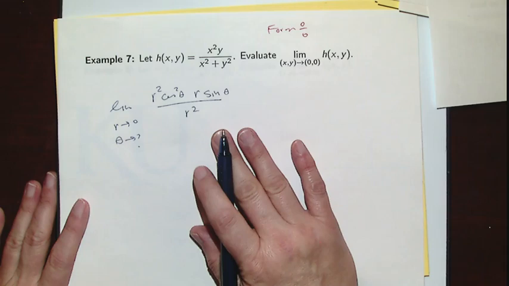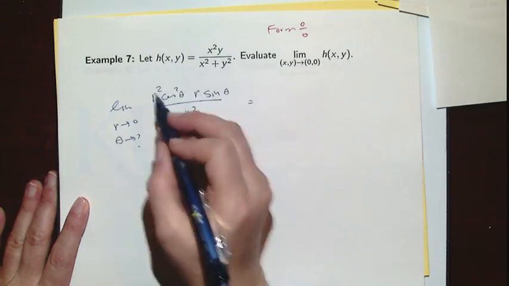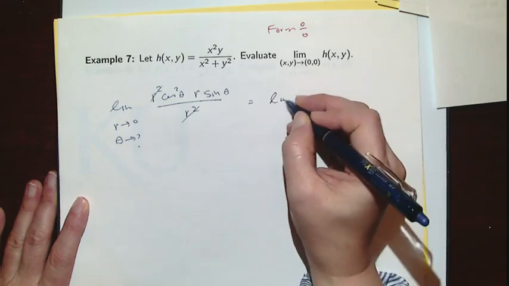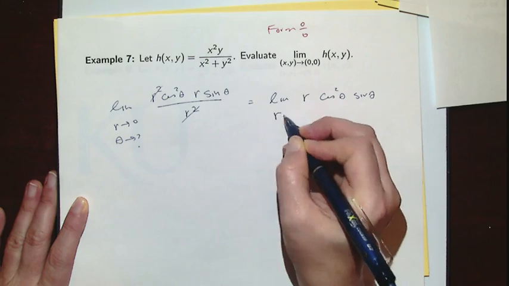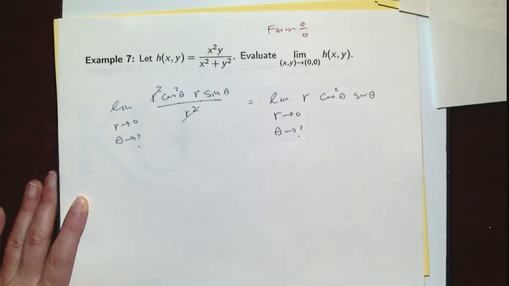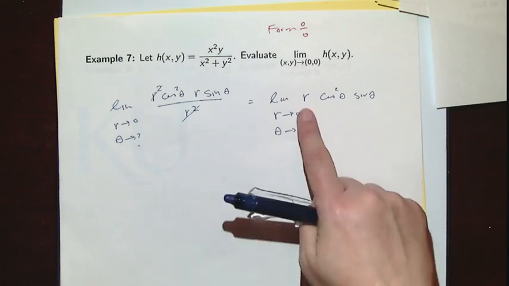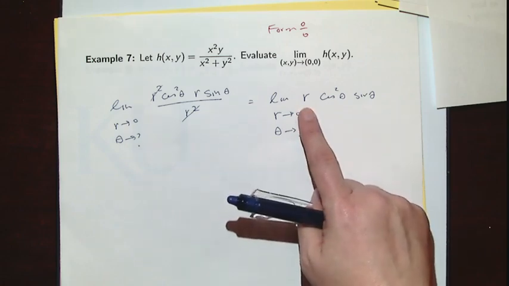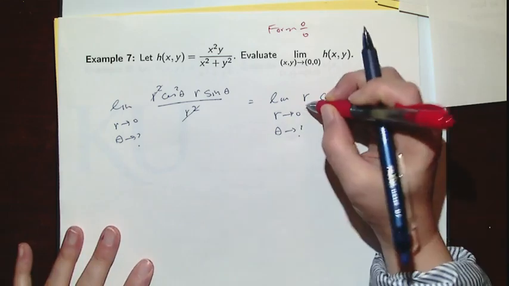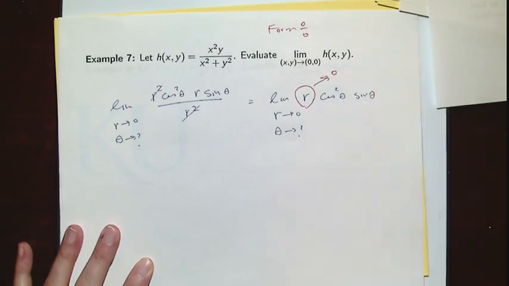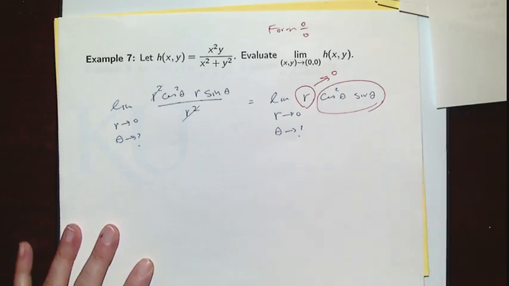But r doesn't disappear either. So when I have this, what do I have left? This and this go away. I will have limit of r cosine squared theta sine theta. R goes to 0, theta goes to, I don't know. Okay. R goes to 0. That's the only hope I have, because I have a function that goes to 0. This goes to 0, right? And can this get infinitely big?